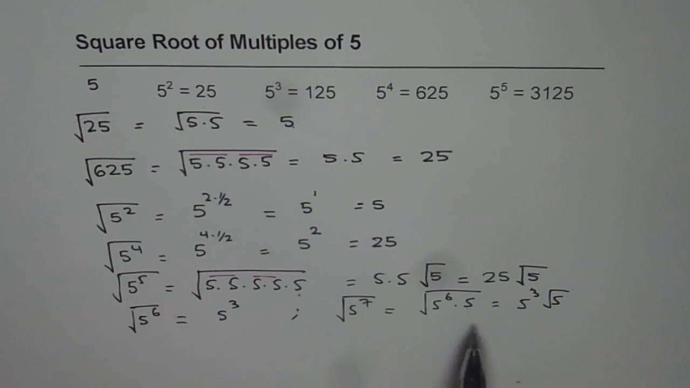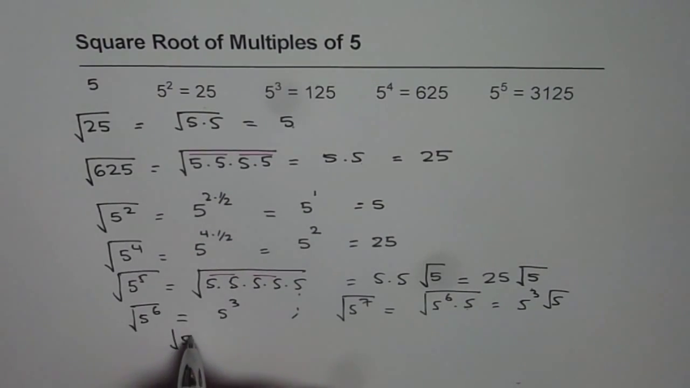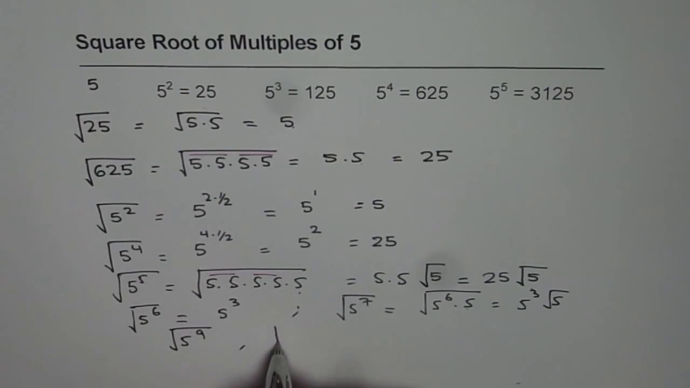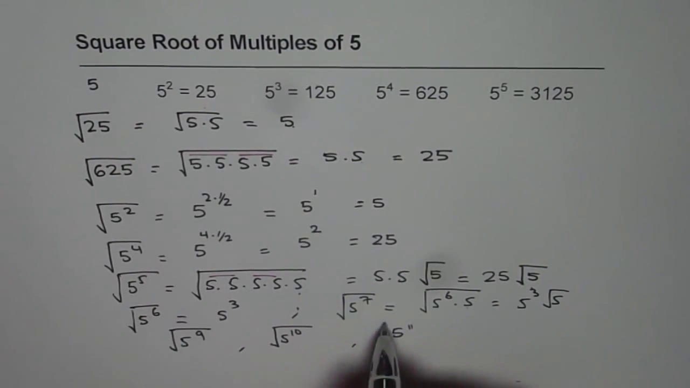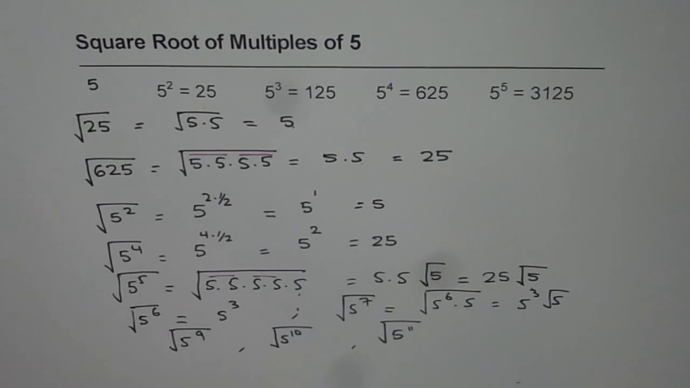So that is how you do the square root of multiples of 5. As an exercise, you can do the square root of 5 to the power of 9, 5 to the power of 10, and 5 to the power of 11, right? Write these answers in exponent form. That'd be good. I hope this helps you to understand how to find the square root of multiples of 5. You can always extend it to multiples of any number. Thank you and all the best.